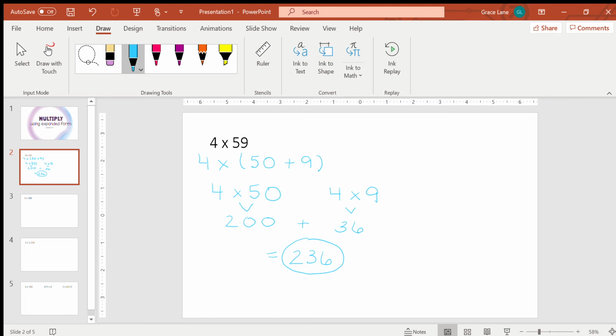And so actually a lot of people use this method. This is technically partial products. We're just writing it out using expanded form. A lot of people use this to multiply larger digit numbers in their head using mental math because there's no need to regroup. So let's practice another one.